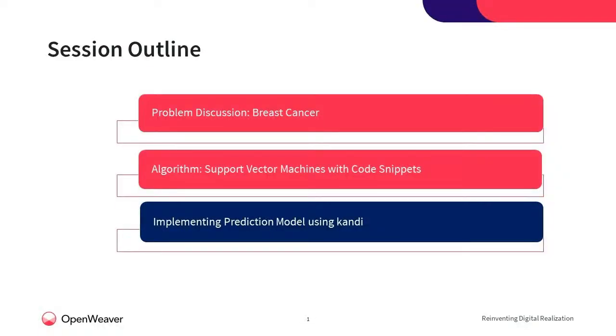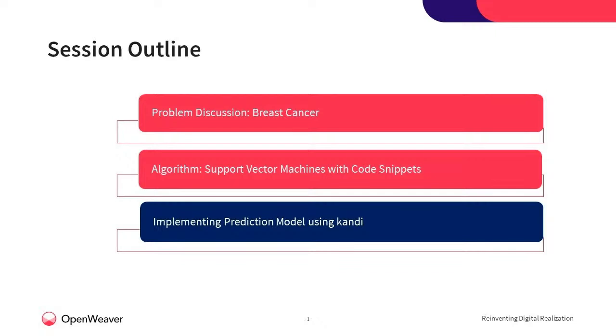First, we'll talk about the problem statement and how it has impacted the world. Then we will do a simple coding exercise and also understand why and how we can do prediction, your predictive analysis, using support vector machines. And then we will discuss the entire solution as a whole using the Kandi kit.